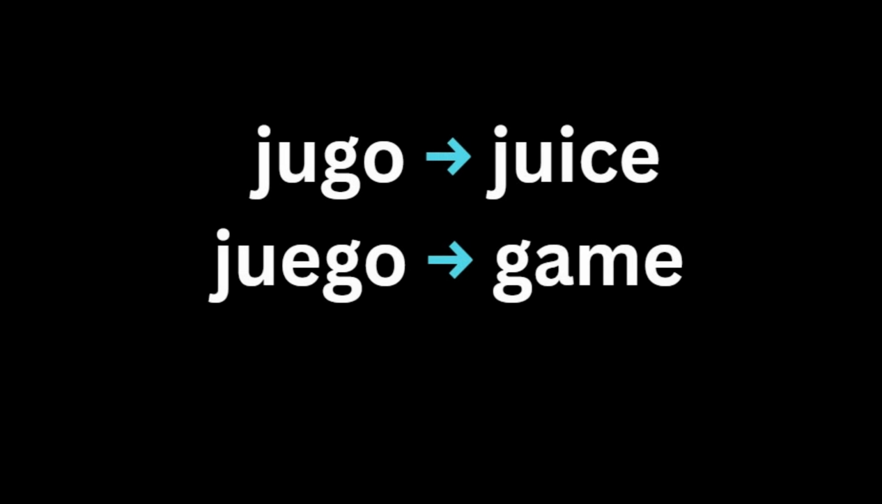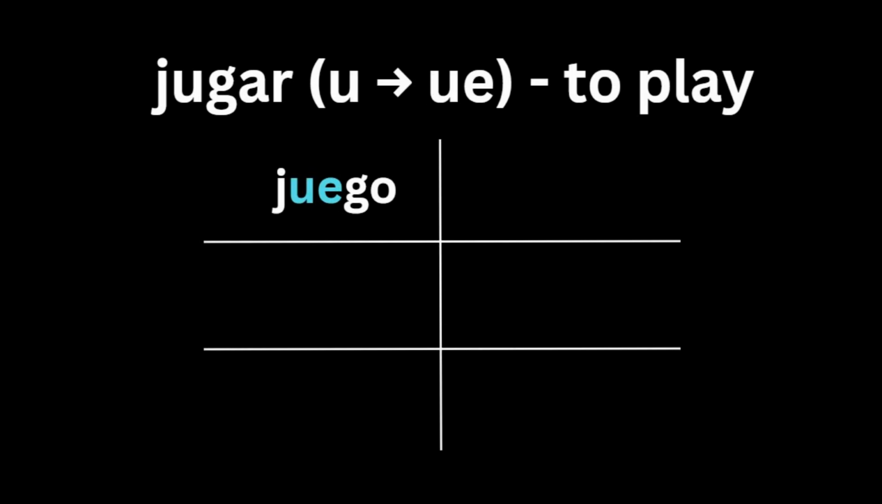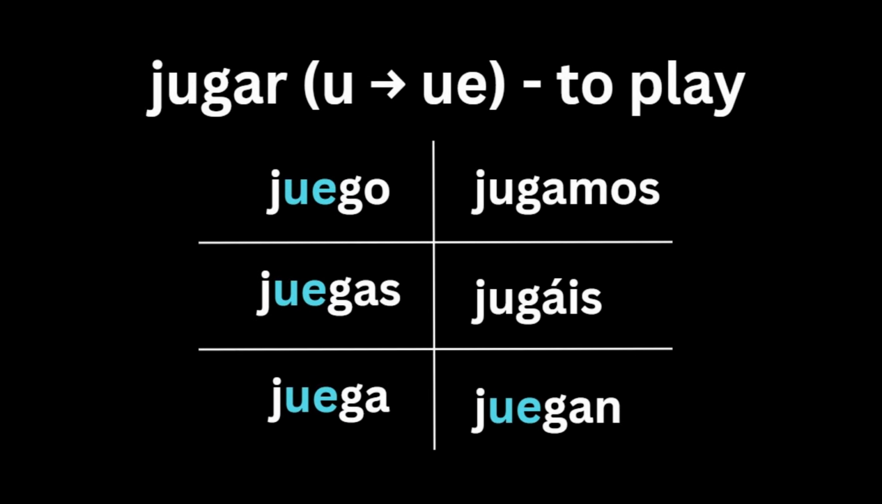However, the word juego on its own can also mean game, as in videojuego, which means video game. But the word juego itself changes its meaning in context. And with the verb jugar, the stem-changing rule will only apply for the yo, tú, él, and ellos pronouns.